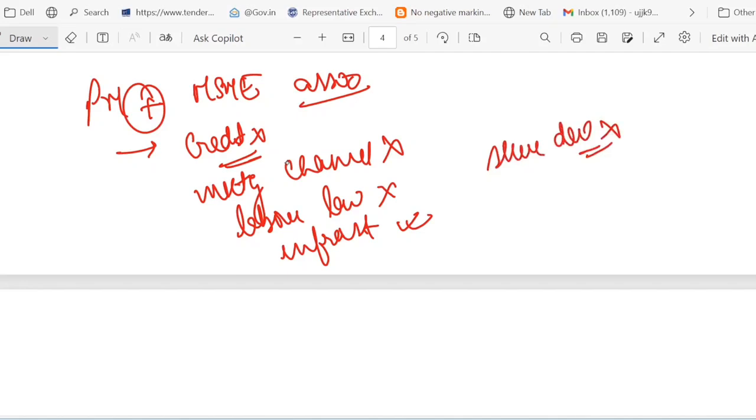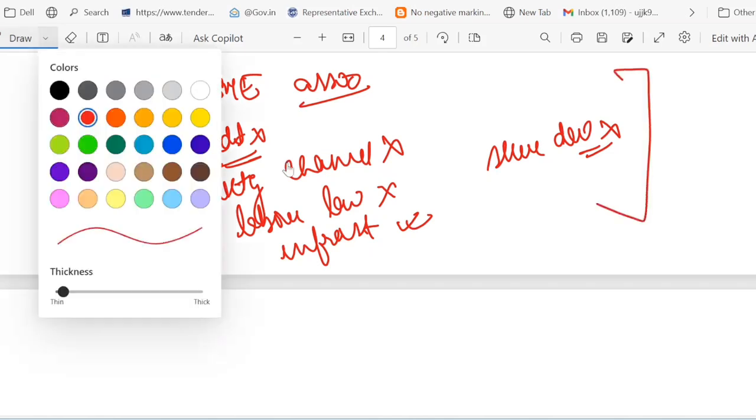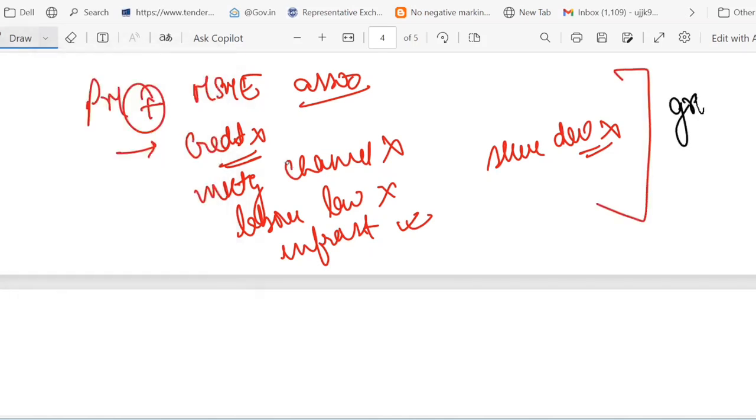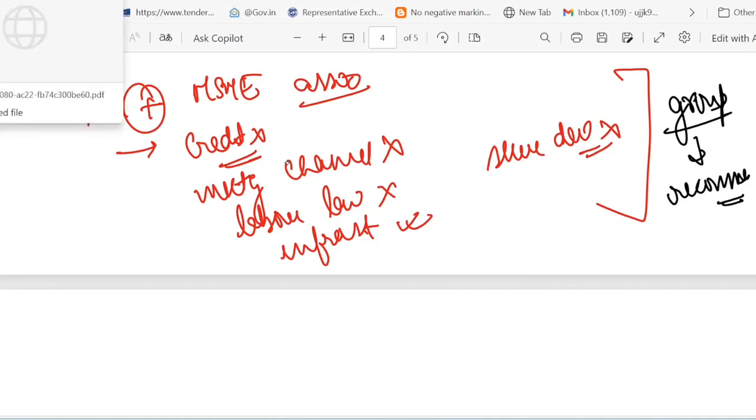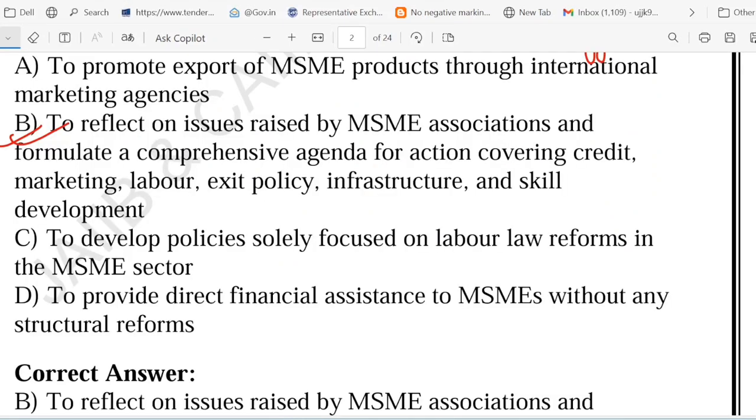So the task force divided these topics into groups and worked on recommendations for each group. For example, imagine that there is a small textile unit in a town. It struggles with loan approval, faces tough competition in marketing, and lacks skilled workers. So the task force wanted to fix all these problems together, not just one. That's why they grouped them and then worked on the recommendations. Now option number C says to develop policies solely focused on labor law.